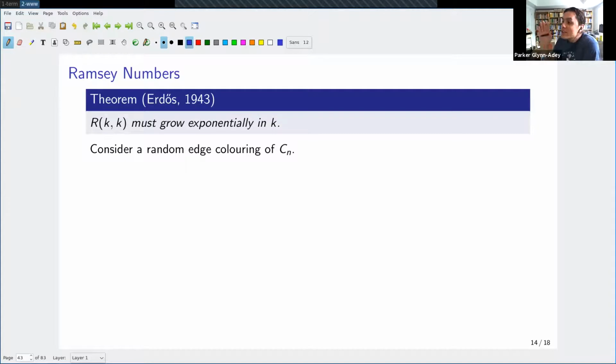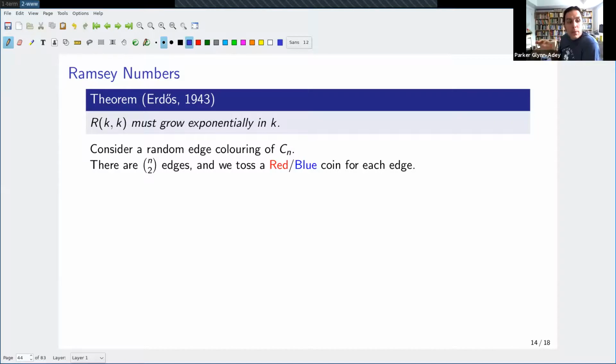Okay, so here's the crazy idea. Erdős had lots of really original ideas in mathematics. This is one of them. We're going to just do it randomly, right? It's easy to generate a random coloring. We just flip a coin. If it comes up blue, we color it blue. If it comes up red, we color it red.